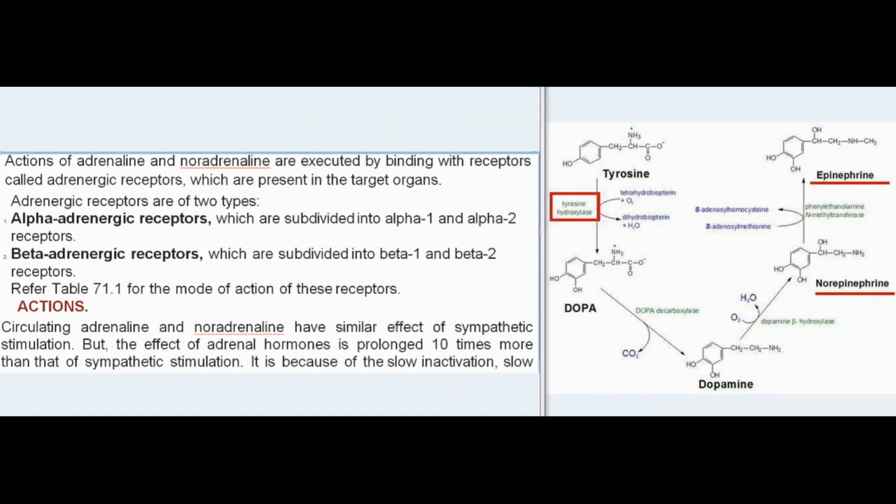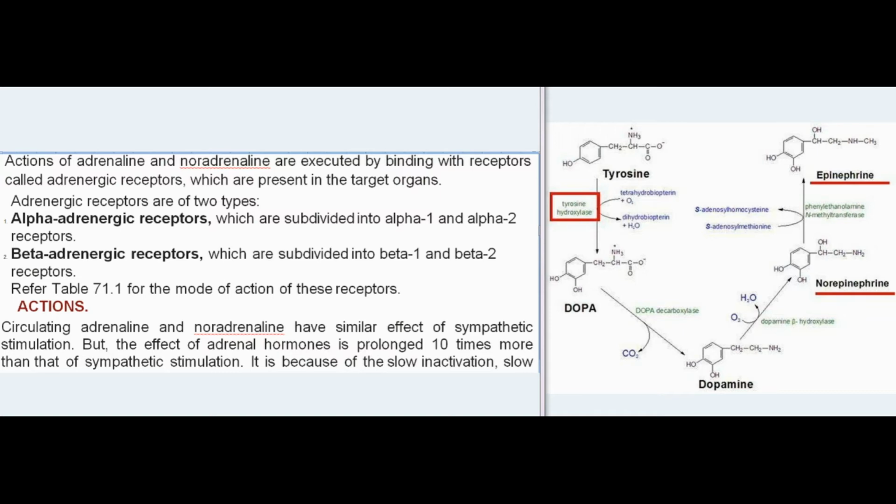Mode of action of adrenaline and noradrenaline, adrenergic receptors. Actions of adrenaline and noradrenaline are executed by binding with receptors called adrenergic receptors, which are present in the target organs. Adrenergic receptors are of two types: alpha-adrenergic receptors, which are subdivided into alpha-1 and alpha-2 receptors, and beta-adrenergic receptors, which are subdivided into beta-1 and beta-2 receptors. Refer Table 71.1 for the mode of action of these receptors.